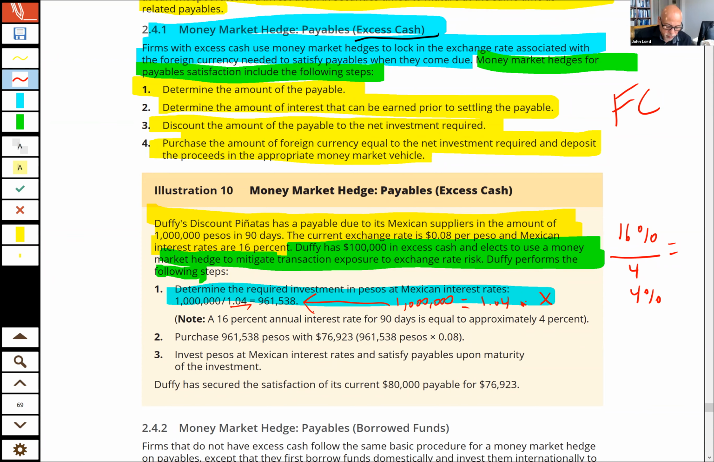961,538. So they go ahead and purchase 961,538 pesos, and they use $76,923 since it's 8 cents per peso. They invest that at the Mexican interest rates, and that will grow to the 1,000,000 pesos that they will need to settle that payable when it comes due. So they were able to keep the 76,923 that they were going to have to pay at the date of the transaction. They keep that, and that's what they have to pay out in 90 days.